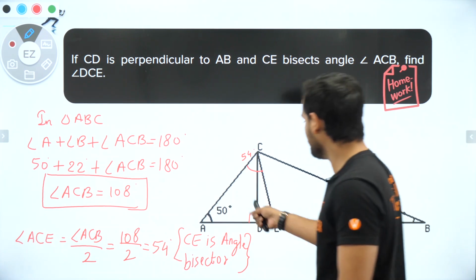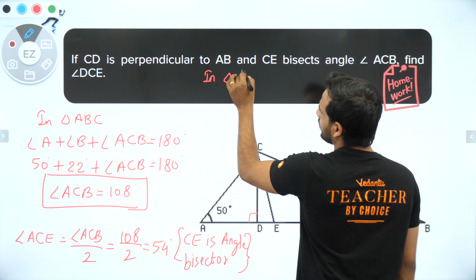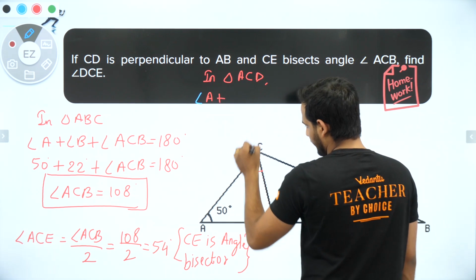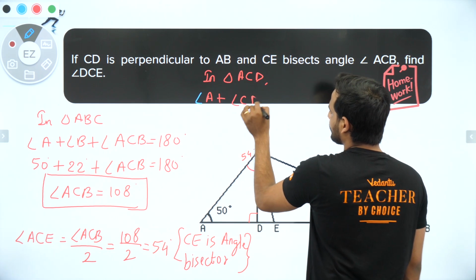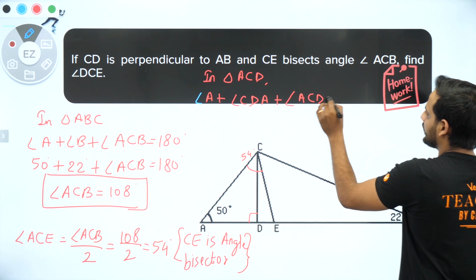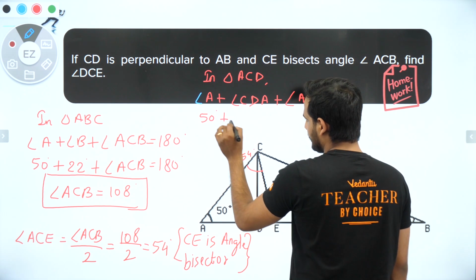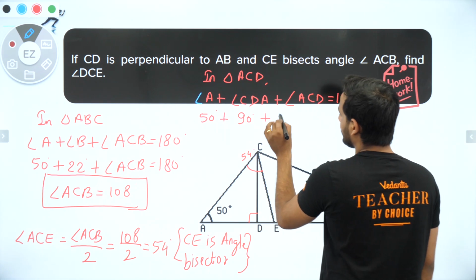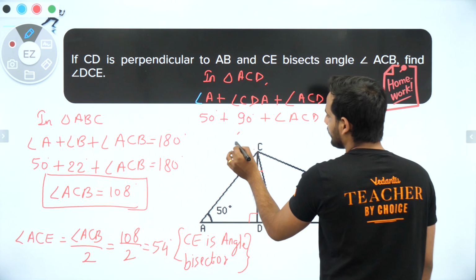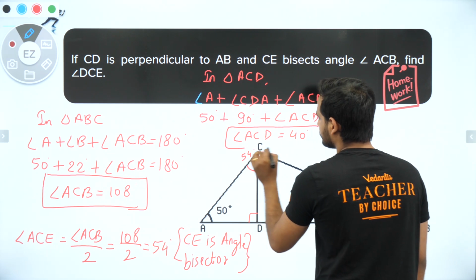Now let us talk about triangle ACD. This is a right angle triangle. In triangle ACD, angle A plus angle CDA plus angle ACD should be equal to 180 degrees. Angle A is 50 degrees, angle CDA is 90 degrees, and angle ACD we don't know. If you solve this equation, you will get angle ACD equal to 40 degrees.